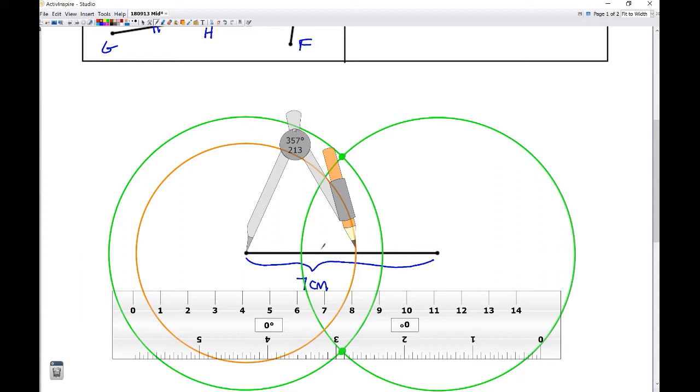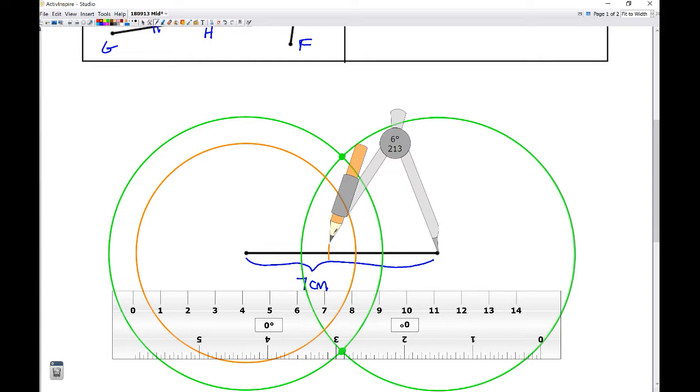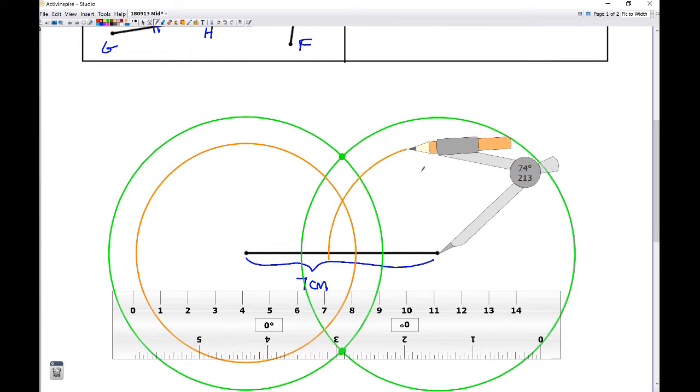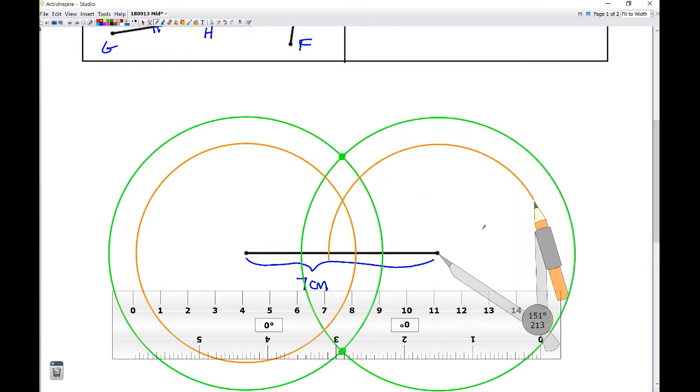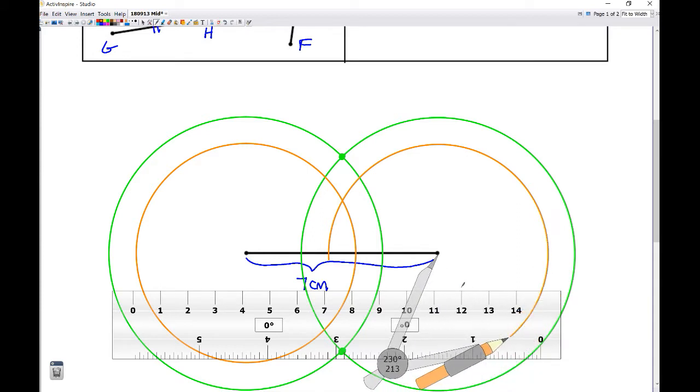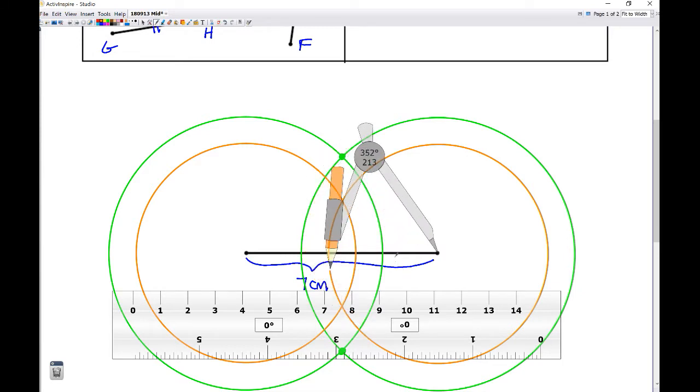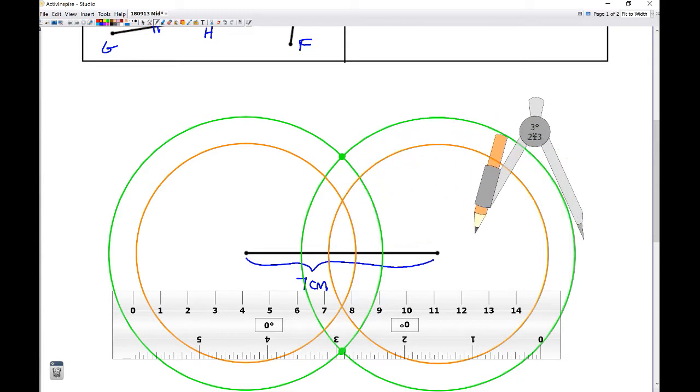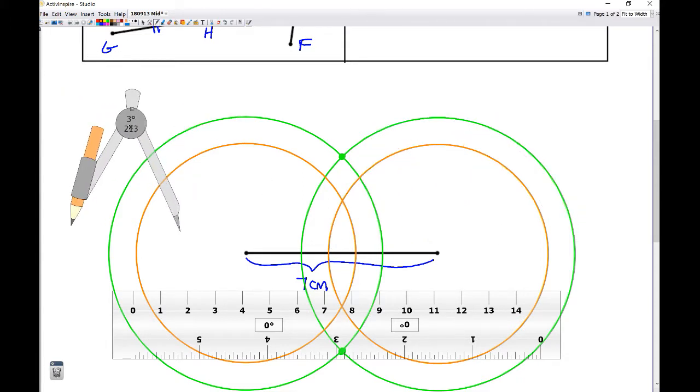And then I want to do another one with my compass tip at the other end of my line segment. So I want to get my compass tip again at the other end of my line segment, and I want to do another 4 centimeter circle all the way around, just like that. So we're creating 2 more circles now of equal size, but a different size than we first created.